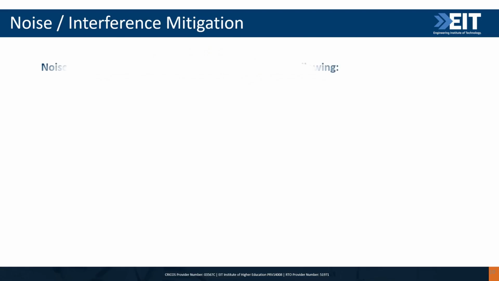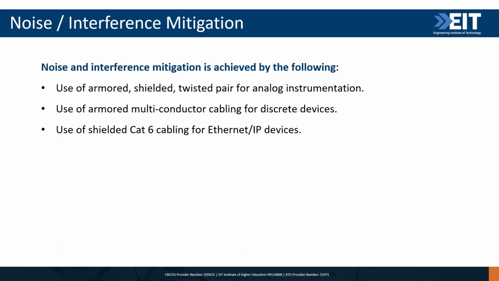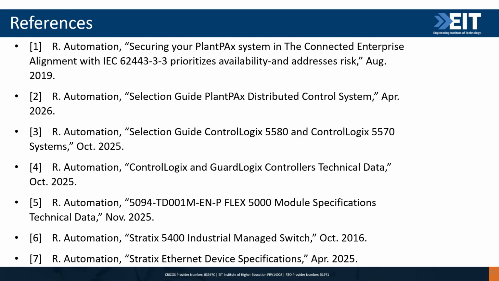Noise and interference mitigation will be achieved by the following. Use of armored, shielded, twisted pair for analog instrumentation. Use of multi-conductor cabling for discrete devices. Use of shielded Cat6 cabling for Ethernet IP devices. Adhering to proper shield grounding principles of terminating only at the PLC and network switch end of cables. And the use of fiber optic cables for long runs.